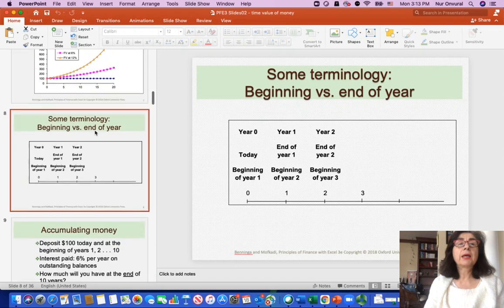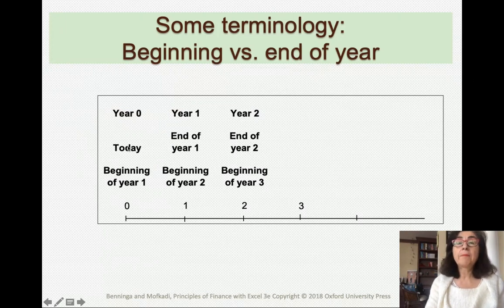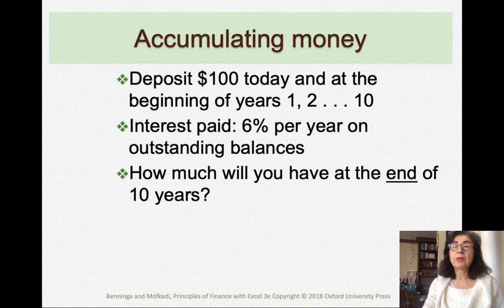You can see in this chart that beginning of year is today, and then end of year corresponds to year one, and then end of year two corresponds to year two. But sometimes payments are made at the beginning of the year versus end of the year. So there's going to be different interest accumulation based on that.